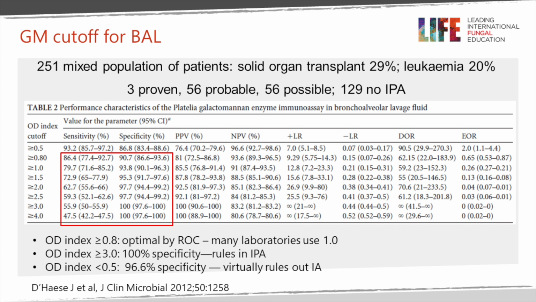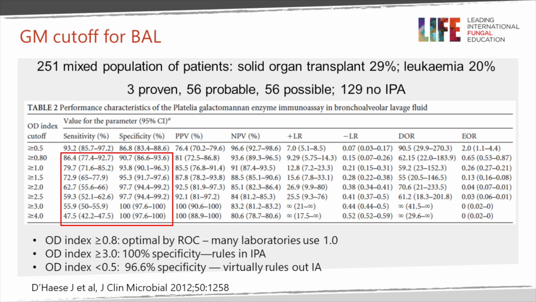So this is taken now from a paper published in 2012. Quite a large group of patients here, broken down into various types: transplant, leukemia, and not so many proven cases of invasive pulmonary aspergillosis. We have this term probable, we're not quite sure, we're sort of looking and waiting for more evidence, and then 56 possible cases. So these are difficult terms to understand, but they are used in the clinical setting.